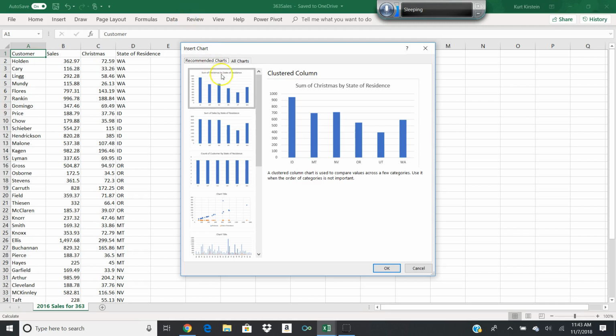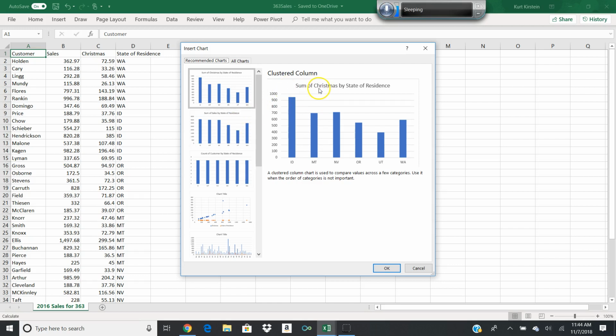So here's the first one, and it is a histogram, and it's showing us, remember state of residence, we've got Idaho, Montana, Nevada, Oregon, Utah, and Washington. What are total sales, aggregate total sales by state? That already begins to tell us a little bit about our data file, and we may want to look at, okay, how come Utah is spending so little? How come Idaho is spending so much? So that's the first chart that we have.